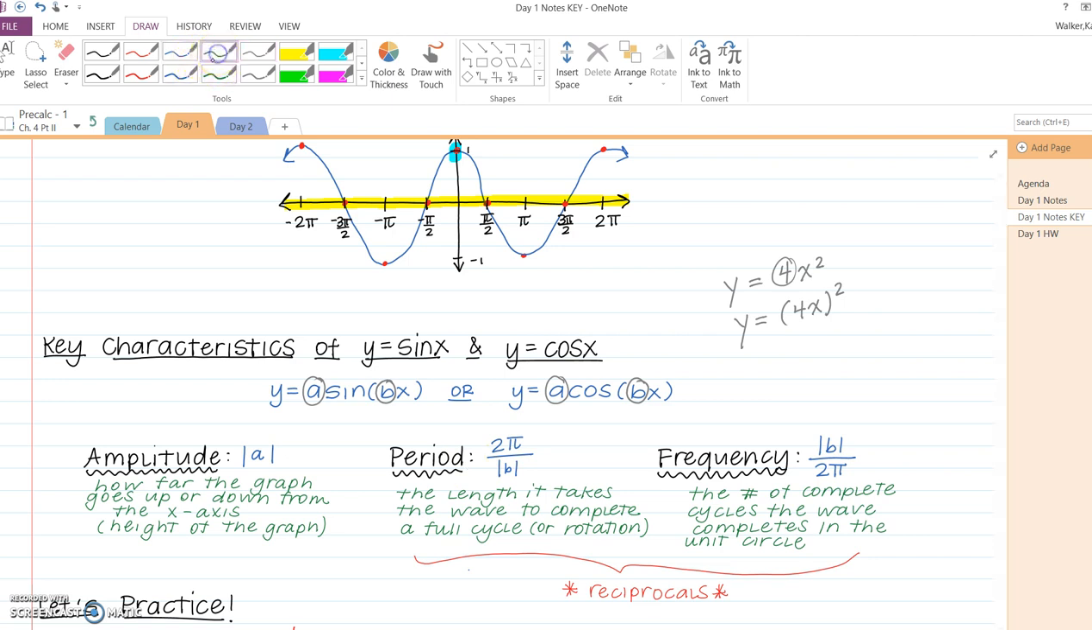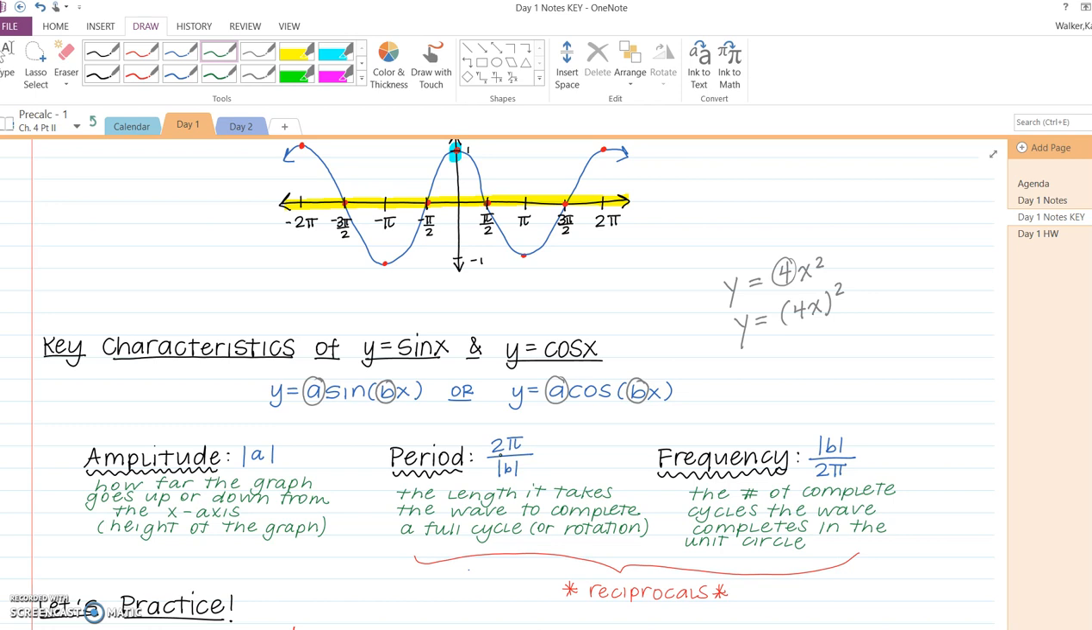So anytime you're looking for the period, all you do is you take 2 pi and divide it by b. So the reason you have the 2 pi there is because 2 pi is the normal period. You want to see how b's affected the parent function's period. So period, always 2 pi over b.